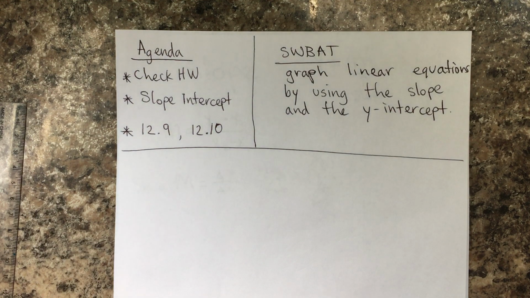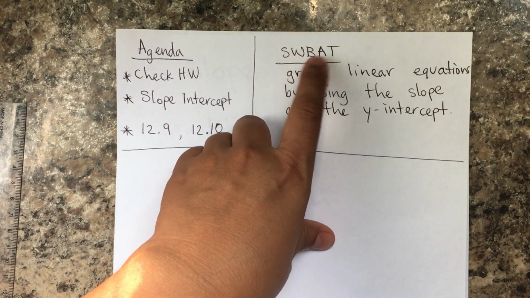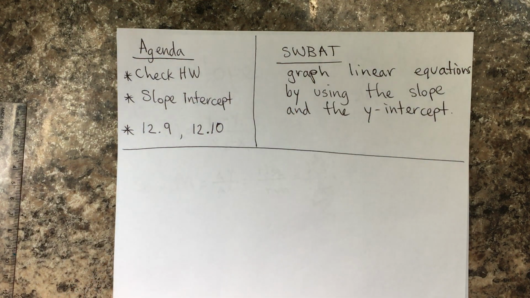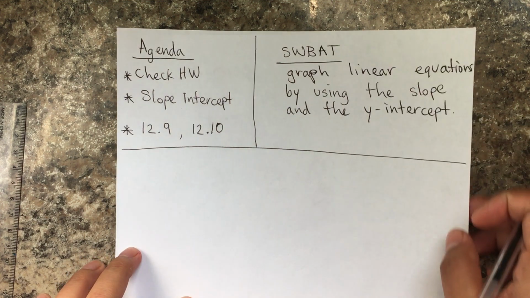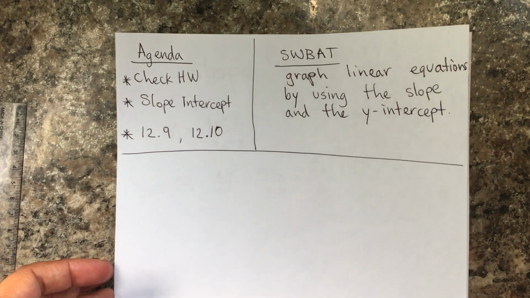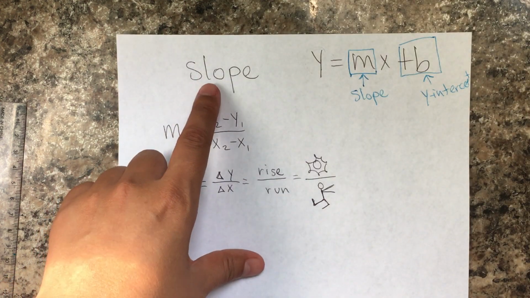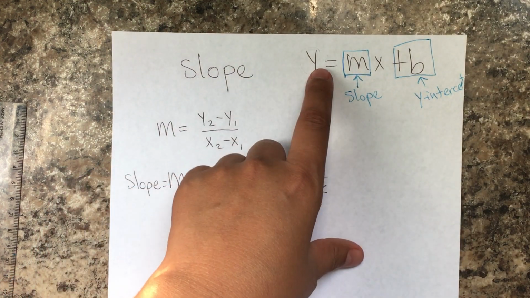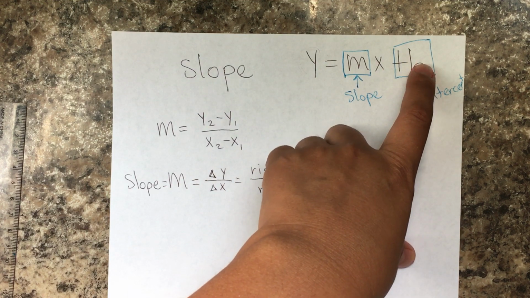Students will be able to graph linear equations by using the slope and the y-intercept. So let me give you some information about the slope first. The slope in the y equals mx plus b.